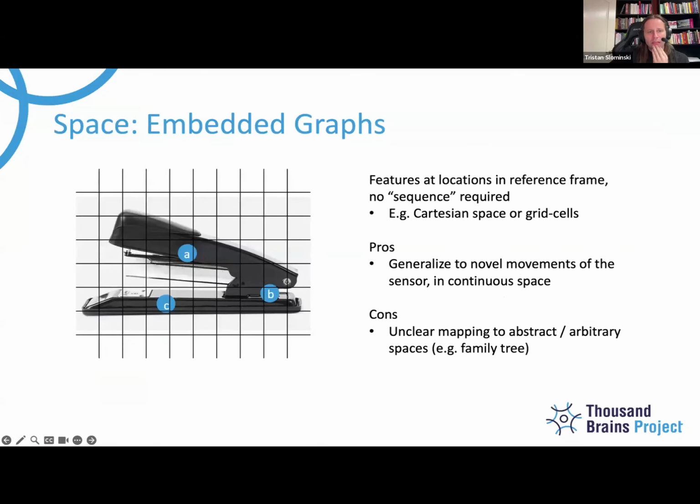Question. We're still talking about a space reference frame per object, right? So it's not luminiferous ether out there that everything is in. It's Cartesian space per object. It's grid cell space per reference frame per object. Yes.